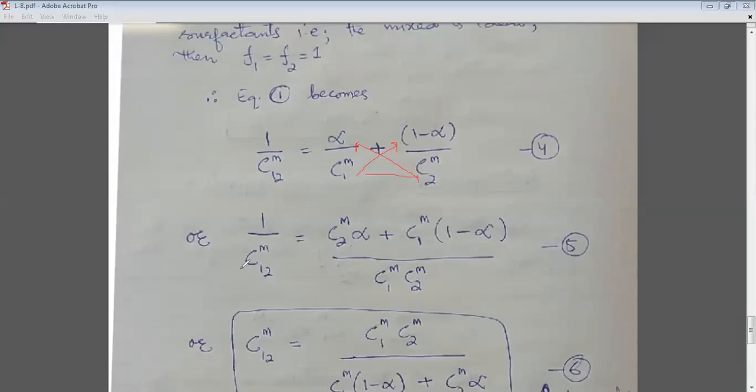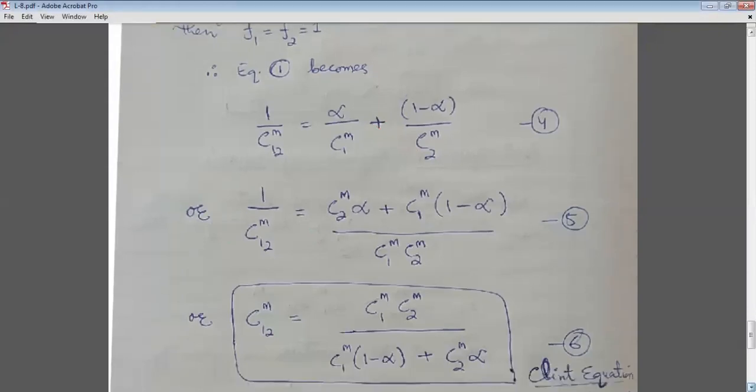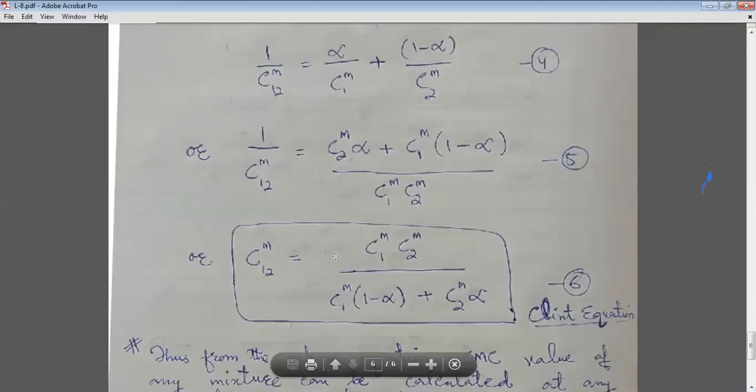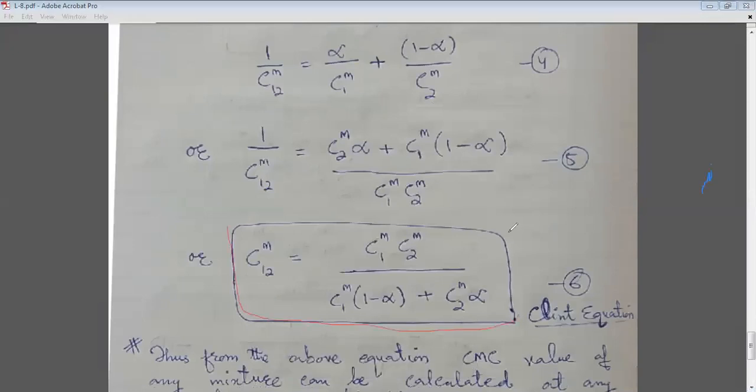Now take to this the numerator and to this the denominator same to this, and you will get the final equation for calculation of mixed CMC or mixed micellization. That means this equation, very important equation. You will get this type of equation. C12M will be equal to C1M, C2M, and these two terms. This equation is called the Coulomb equation.